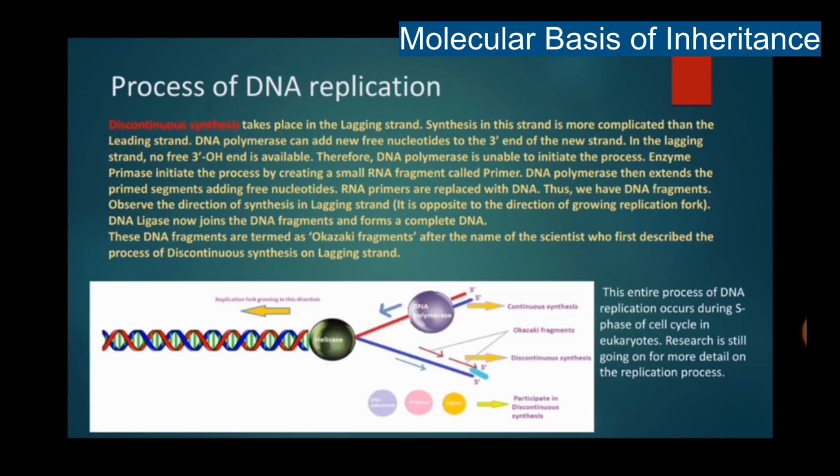So another enzyme is there, as I said, children. After the enzyme primase, the DNA polymerase extends the RNA primer, adding the free nucleotide. Now the RNA primers are removed and replaced by DNA, and then the DNA fragments are joined together with the help of the ligase enzyme, जो हमने पिछली वीडियो में भी बात करी थी, राइट?